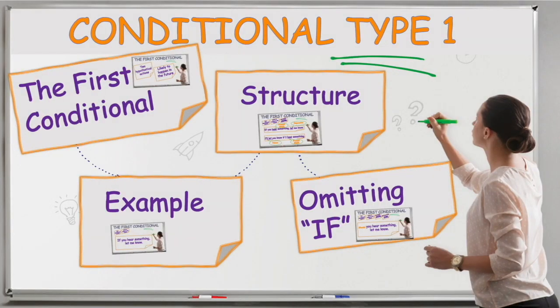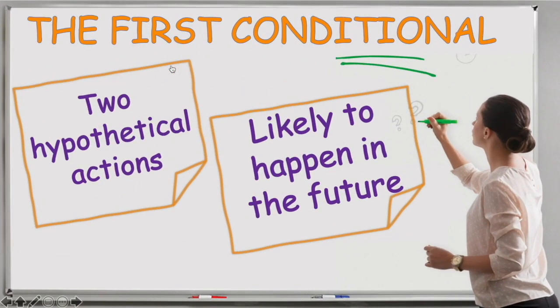Here's the quick guide to the conditional type 1 in English. So everything you need to know about the first conditional. Let's start with what it expresses, which is two connected actions that are hypothetical, so they haven't happened yet, but I believe that they could happen, so they are likely to happen in the future.